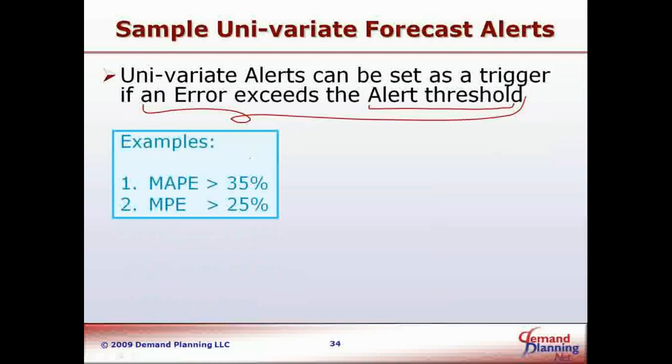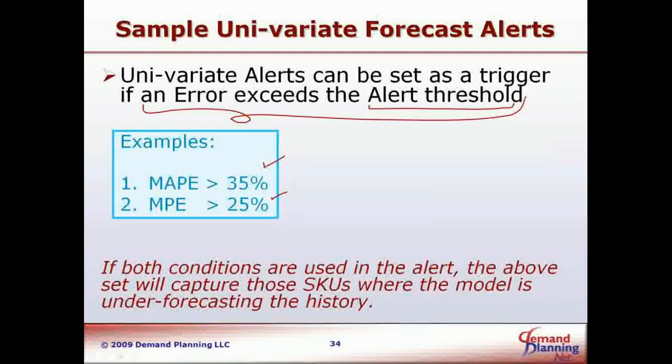So basically, you would use a diagnosis group to create or change an alert definition, and that's where you would create the alerts, right? So let's just look at a sample univariate forecast alert, and talk about the meaning of the forecast alerts first. Univariate alerts can be set as a trigger if an error exceeds the alert threshold. So what you need is what is called an alert threshold first, right? You need to say, hey, if the MAPE jumps over 25%, tell me, right?